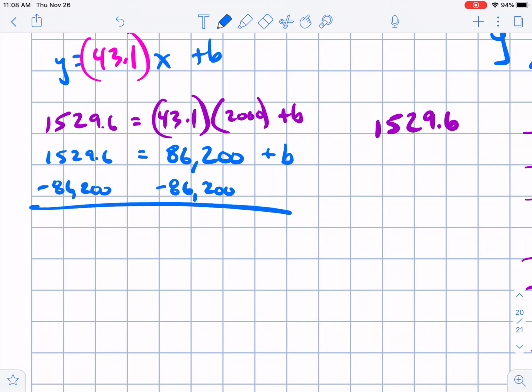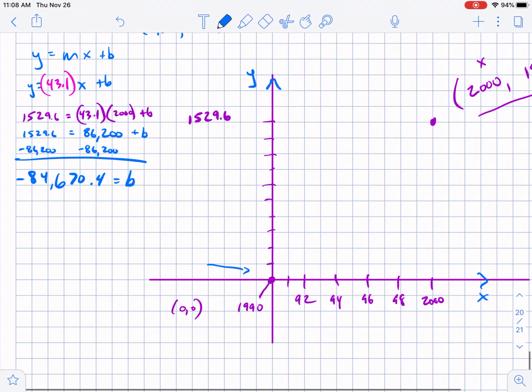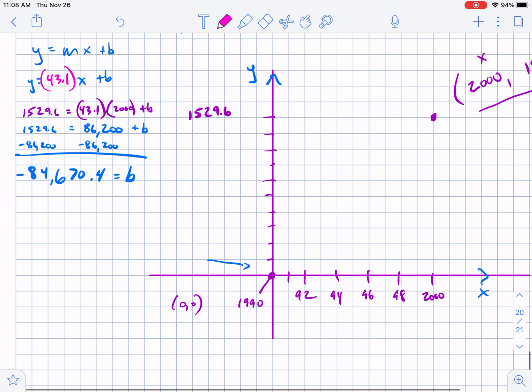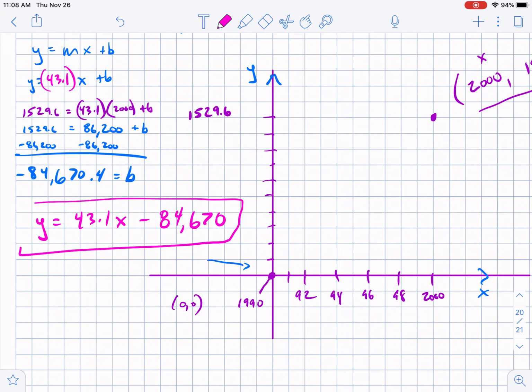And I get 1529.6 minus 86,200 is negative 84,670.4 equals b. I'm going to rewrite my slope-intercept form linear equation as y equals 43.1 x minus 84,670. So, what am I trying to do?